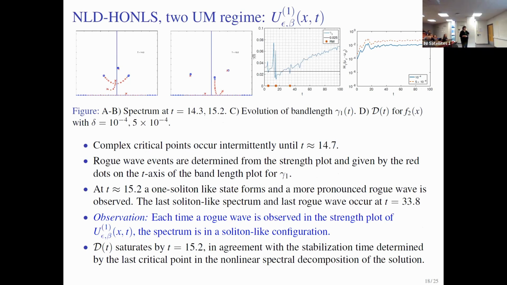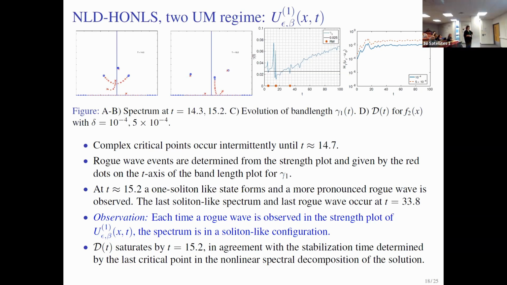you will find that complex critical points occur intermittently until about t equals 14.7. And there's an example here at 14.2, I guess, was the one where you can see you have a critical point at the intersection of these two bands of spectrum. And so they are appearing in the evolution. And you do have these small bands also. They will enlarge a little bit and then they'll shrink again.